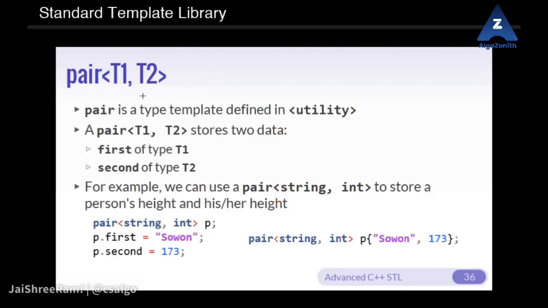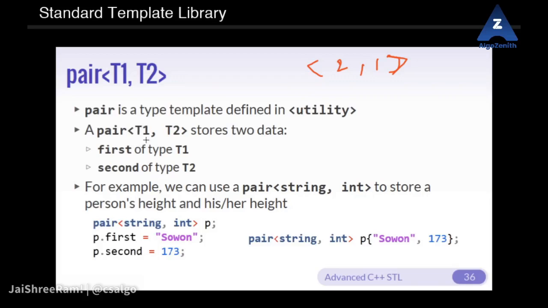Apart from vector, you have pair. So pair is like keeping two elements. Let's suppose you want to keep elements something like this, 2 and 1, just two elements. So you can keep them in pairs. Okay. So pair is a type template that is defined in the utility header.